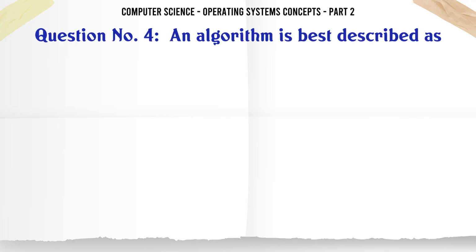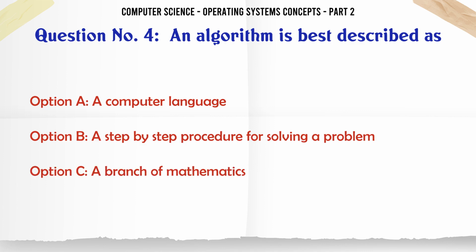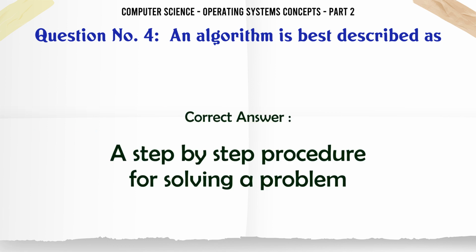An algorithm is best described as: A. a computer language, B. a step-by-step procedure for solving a problem, C. a branch of mathematics, D. all of the above. The correct answer is a step-by-step procedure for solving a problem.